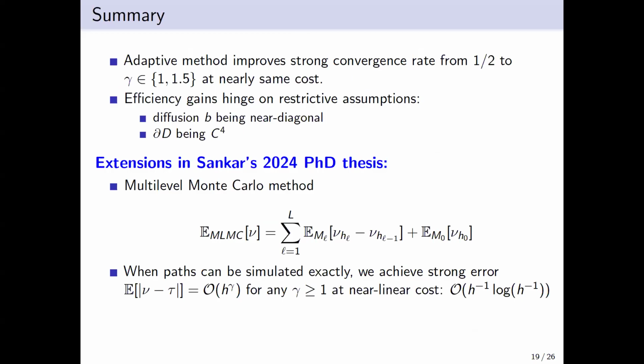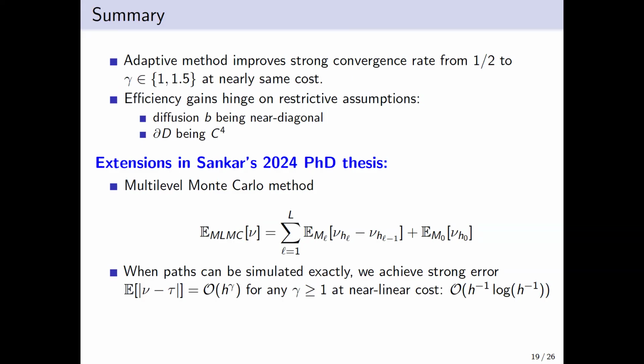Sankar also did some extensions which are not in the paper, that I'm going to mention later. He extended this method to a Monte Carlo method. And I think this second pointer is very interesting because if you are in a setting where you have an SDE that can be simulated exactly, so you don't need to do numerical approximations of the path, so it could be a GBM process or just a linear path, then provided that your domain is C4, you can do strong approximations of the true exit time to any order that you want. This is kind of cool.